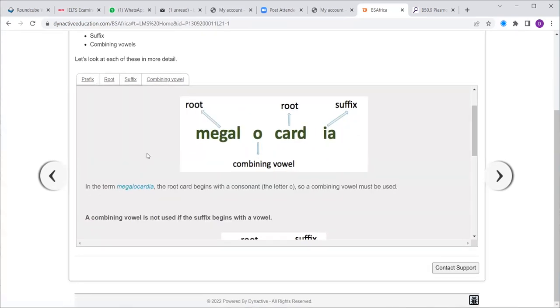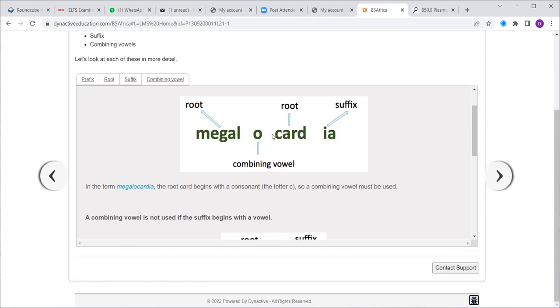Then you begin to look at the big words. Megalocardia, made up of megal, O, card, IA. Now, mega simply means something big. O is a combining vowel. It doesn't add meaning to any word. It's only there to join two root names. And it can be O, or it's a vowel, so it can be any vowel. It can be A, O, U, I, E.